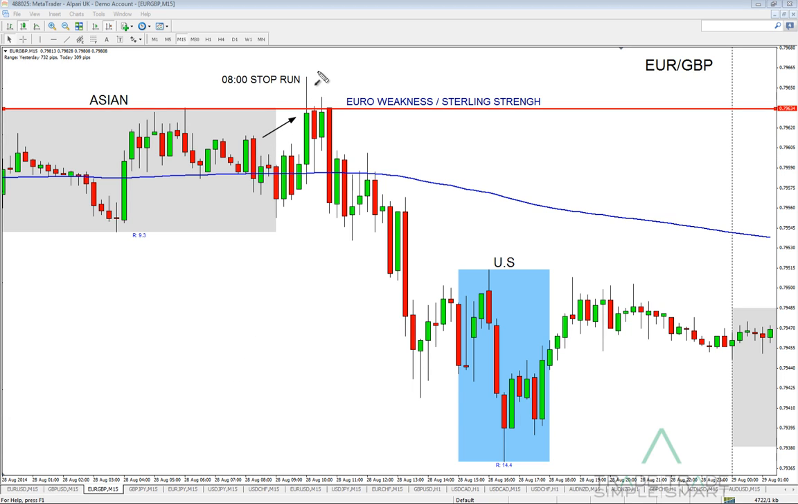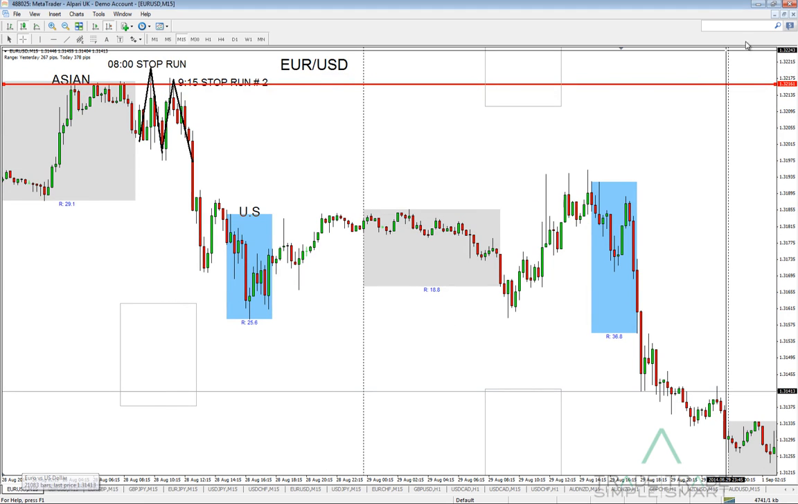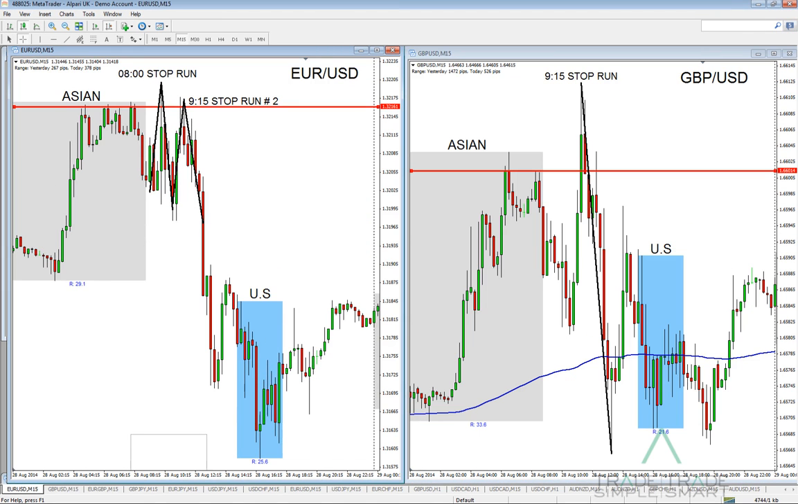We then get a lower high, so a higher low take place. Then we get confirmation, and we get our pullback candle. So if we have euro weakness in terms of the pairs that we want to trade out of the two correlated stop runs, we'll be looking to trade the euro dollar.